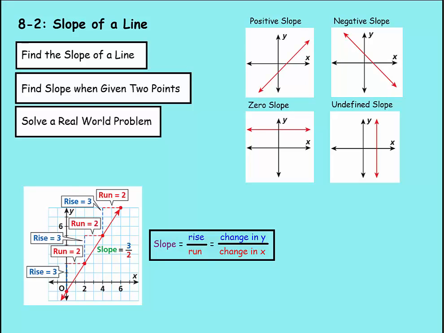We're on lesson 2 of chapter 8, which is the slope of a line. First, we're going to find the slope of a line. Then we'll find slope when given 2 points. Then we'll solve a real-world problem.